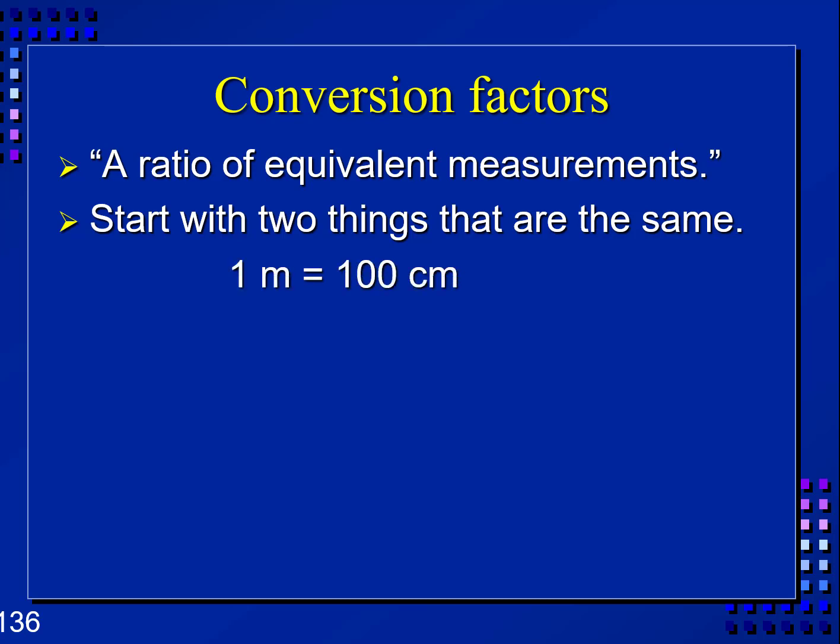So 1 meter is 100 centimeters? See how that's an equivalent statement? Two things that are equal to each other. 1 meter is 100 centimeters. So that gives me the equivalent measurements part of it.